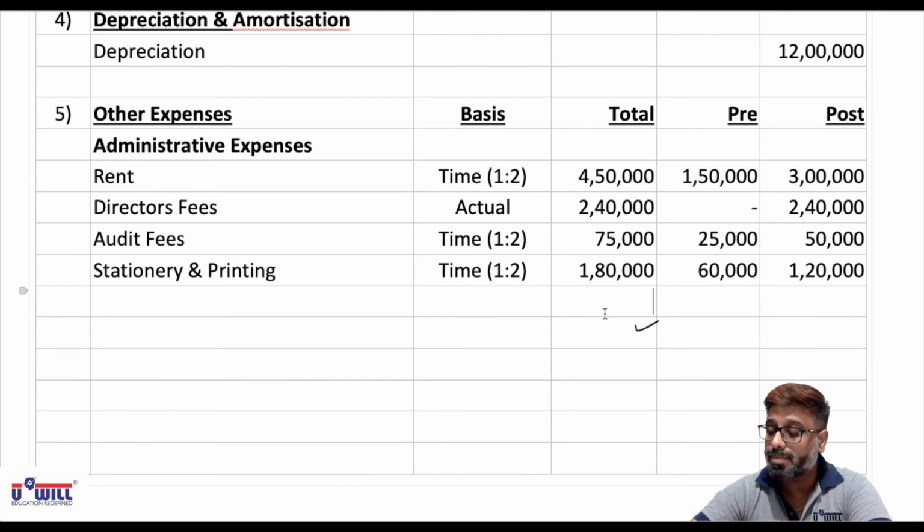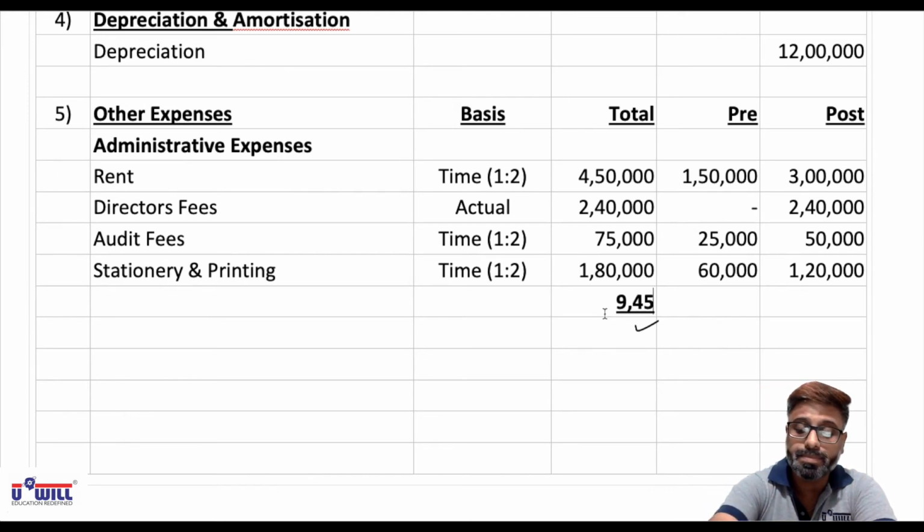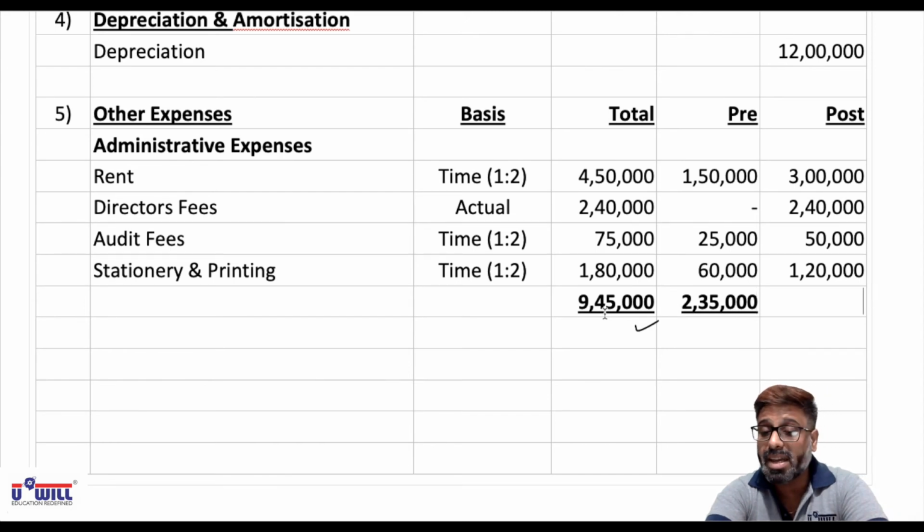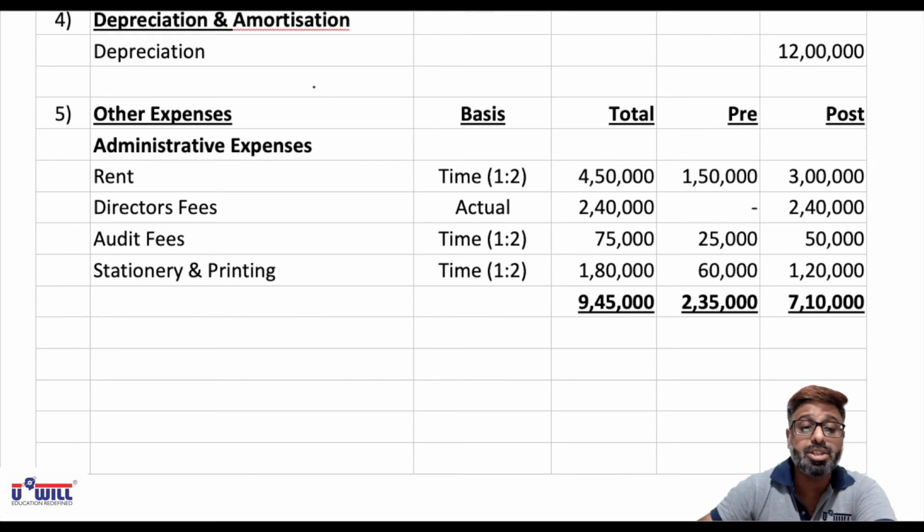4,50,000 plus 2,40,000 plus 75,000 plus 1,80,000, that is 9,45,000. Same way, 1,50,000, 2,10,000, 2,35,000, and 3,5,6,14,97,10,000. Okay, these are the total administrative expenses.